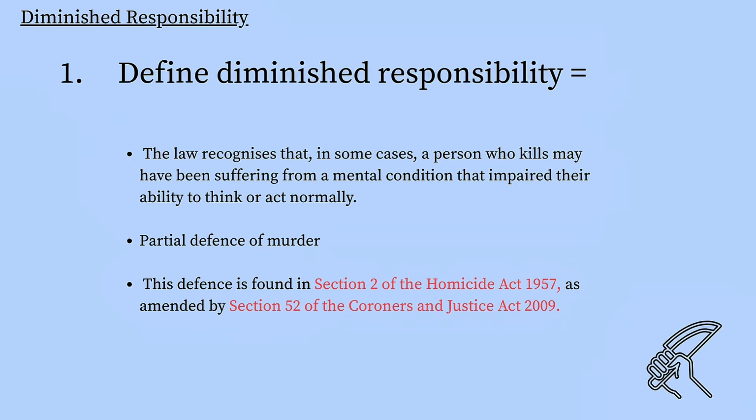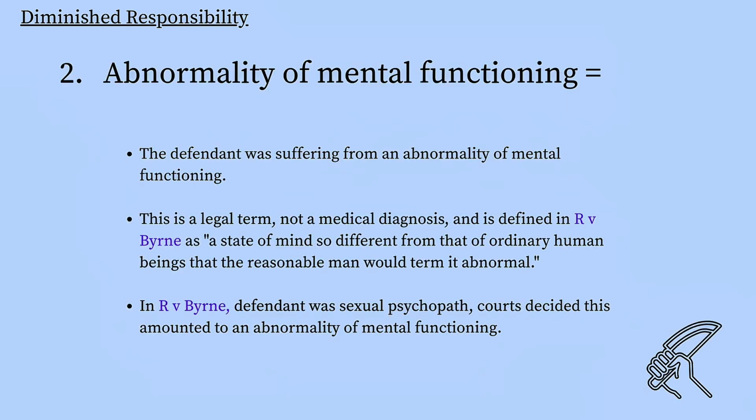So firstly, the law recognises that in some cases, a person who kills may have been suffering from a mental condition that impaired their ability to think or act normally. Again, a partial defence for murder, and it's seen in Section 2 of the Homicide Act 1957 and amended by Section 52 of the Coroners and Justice Act 2009. So basically what it means is that the person that did the act couldn't think properly and therefore their sentence can be reduced. So next is abnormality of mental functioning.